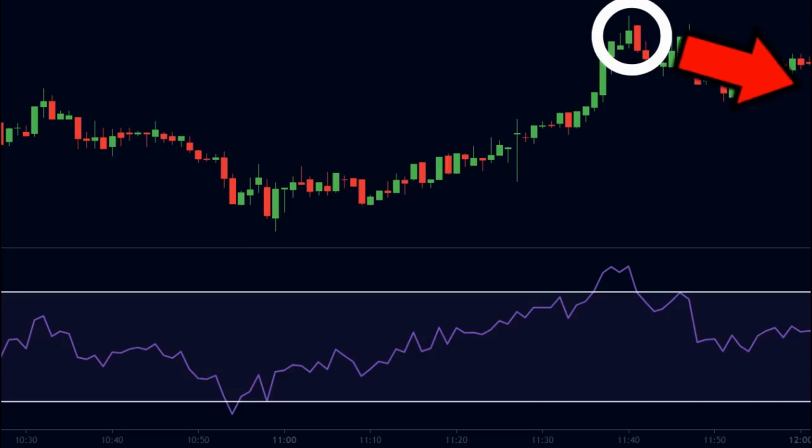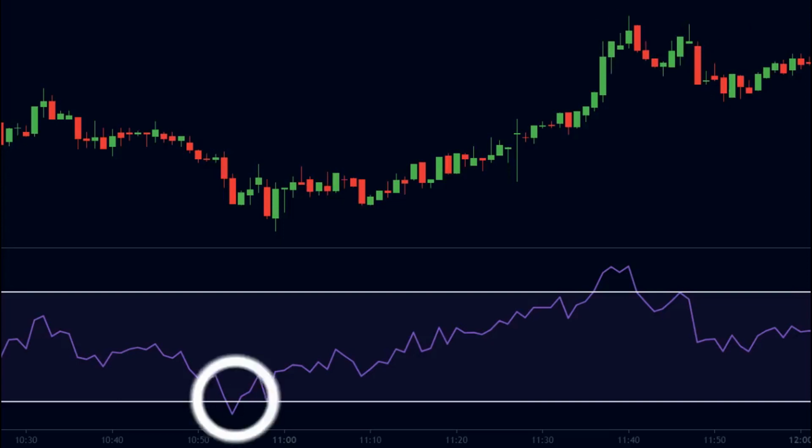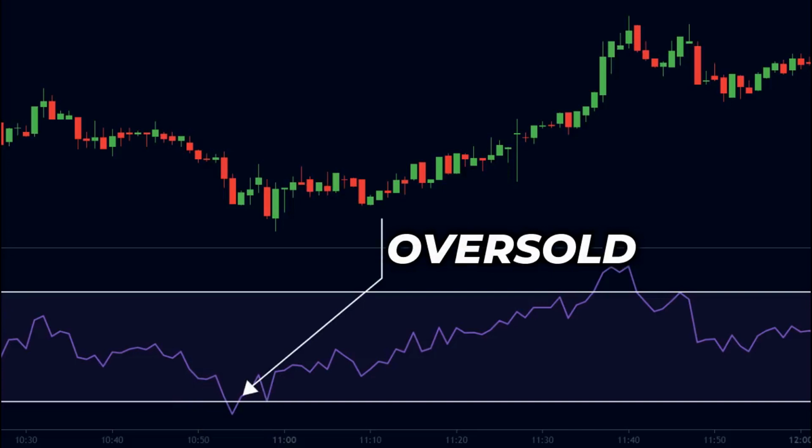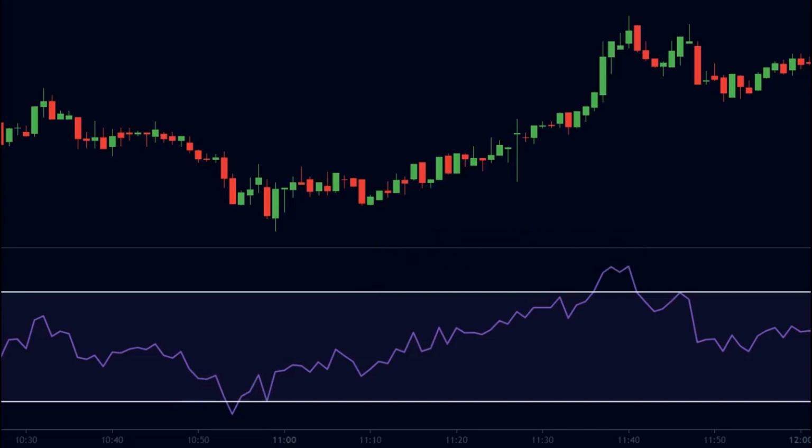Therefore, we can expect the price to reverse and fall. On the other hand, when the RSI drops below 30, the RSI is said to be in an oversold condition. Hence, we can expect the price to reverse and start an uptrend. We will use this approach in our trading.